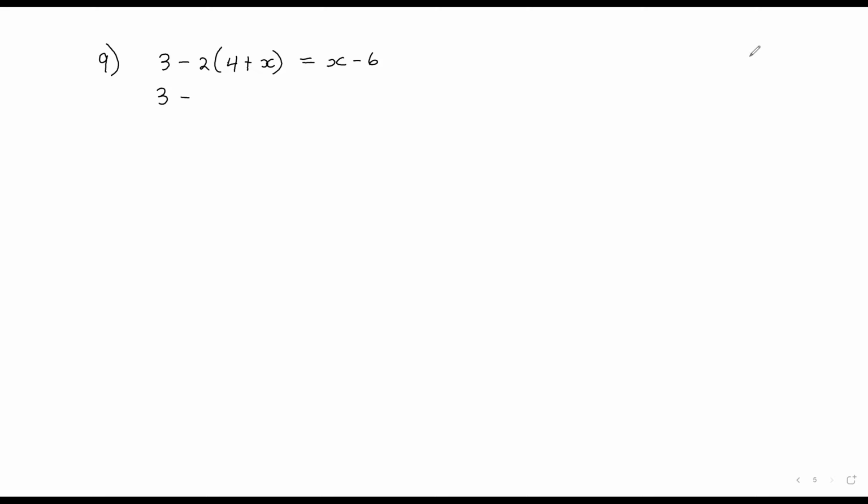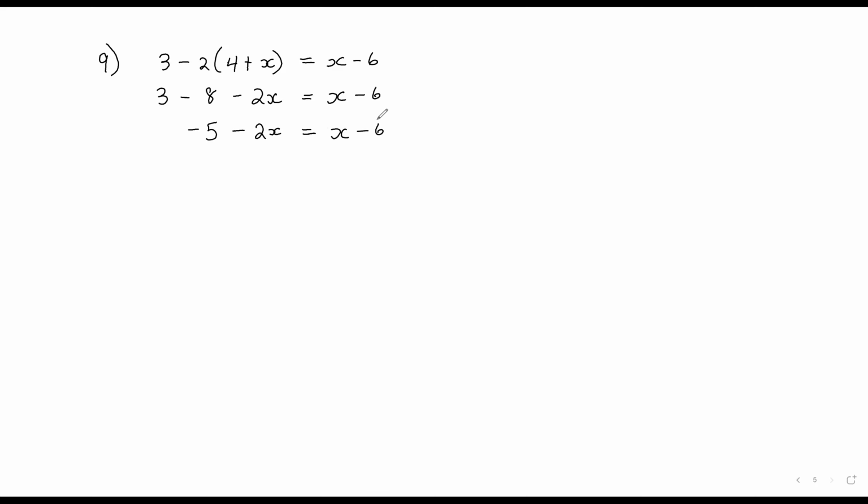Right. So I say negative 2 times 4, which will give me negative 8. And then negative 2 times x will give me minus 2x. And then all of that is equal to x take away 6. I simplify here. So 3 take away 8 is negative 5 take away 2x. All of that is equal to x take away 6.